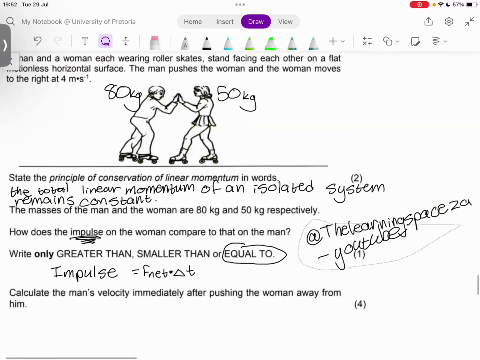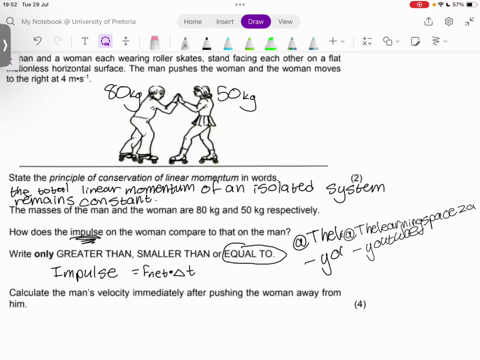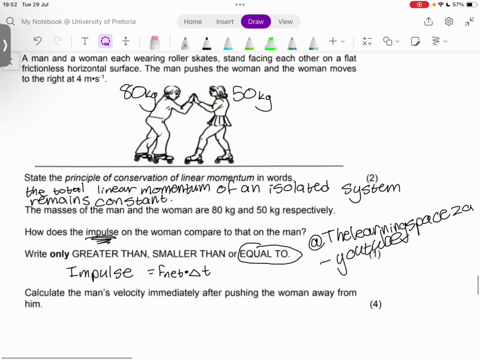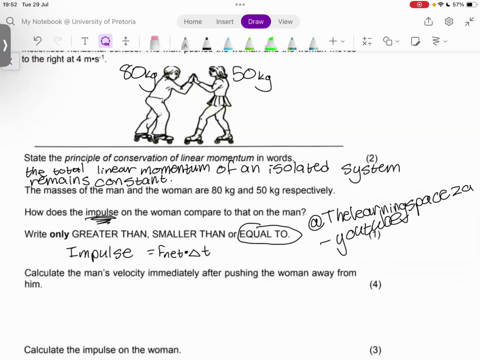Cool. Let's continue on with whatever questions we can do in the time that we have left and see what answers we get. We have to calculate the man's velocity immediately after pushing the woman away from him. For this again, guys, we're going to use the principle of conservation of linear momentum.